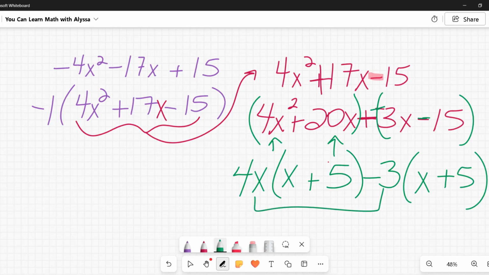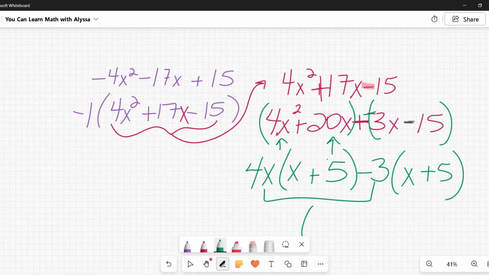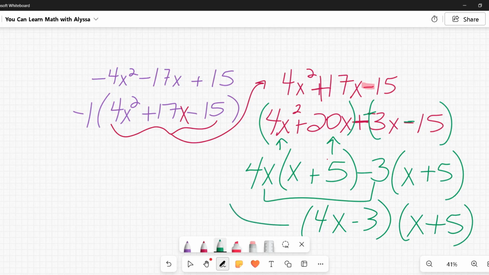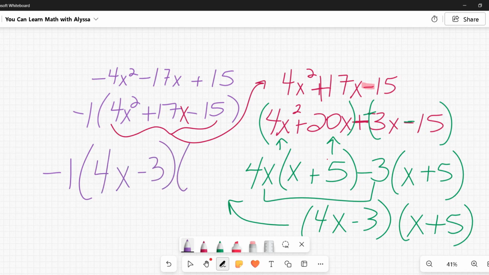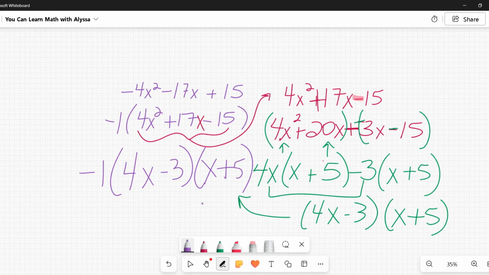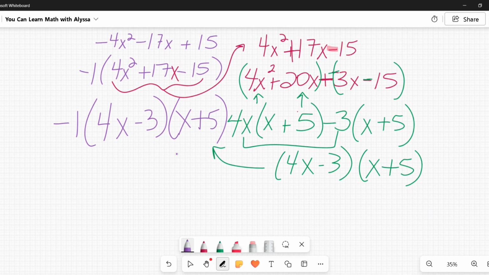All right, then these two become my new little binomial here out front, 4x minus 3. That x plus 5 stays, and then I factored so I can go back over. And my final factoring is negative 1 times 4x minus 3 times x plus 5. And again, just depending on your teacher, they may not like that negative 1 sitting out front. Like, why the hate on the negative 1? I don't know. So they may want you to distribute it into either the first binomial or the second binomial.